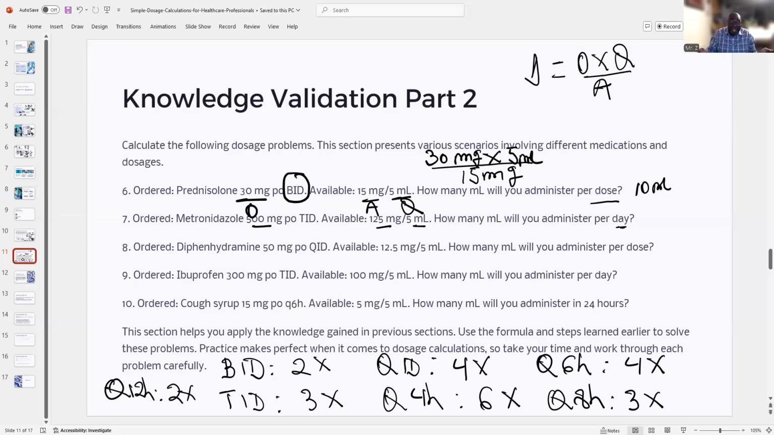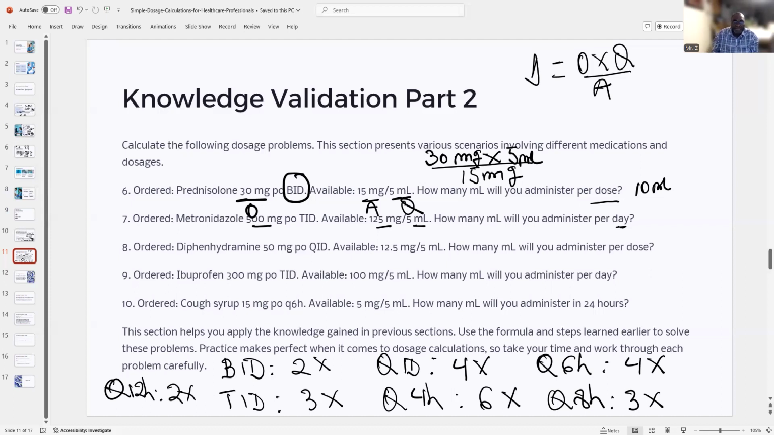While QID is 4 times a day, it does not mean that I have to give it every 6 hours. I can give one in the morning by 8, another one at noon, another one at 4, another one at 8 p.m. All right? Or I can do one in the morning by 8, another one around 11, and 5, and 9 p.m. So it depends. It depends on your company policy.